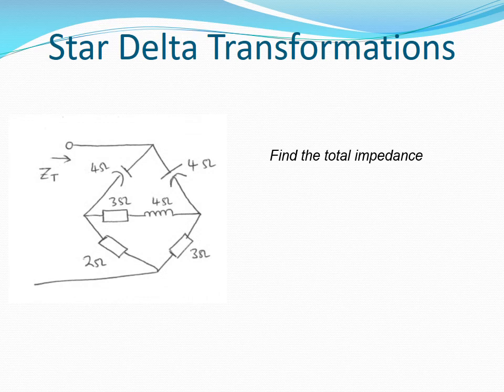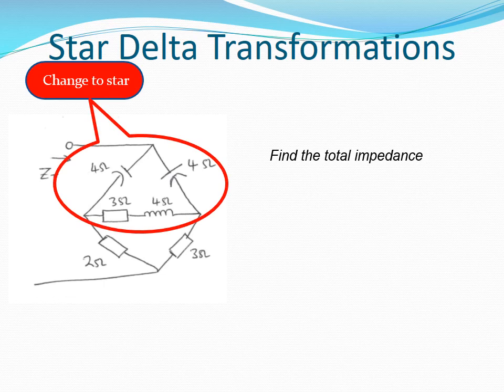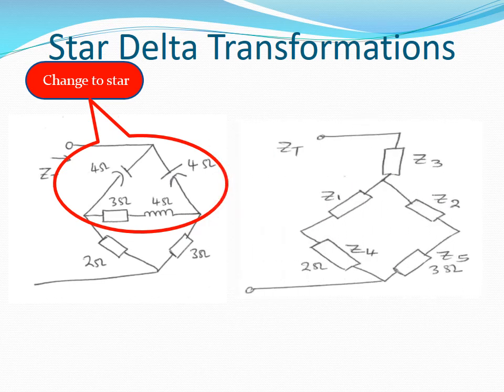We have an example here. We want to find the total impedance of the network. We realize that we cannot reduce the circuit any further using the series-parallel reduction approach. Therefore, we need to perform a star-delta transformation. Let's change the top delta connection into an equivalent star connection. That is the equivalent circuit after the transformation.